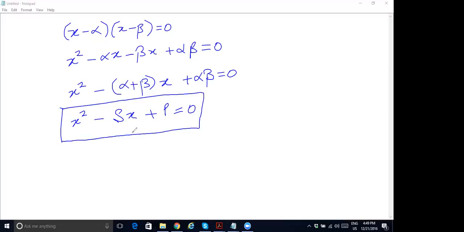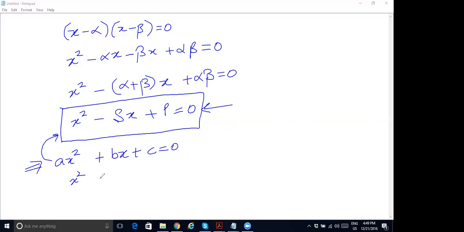So if we know the sum of the roots or the product of the roots, then we can frame the equation as well. Now, if we compare this equation with ax square plus bx plus c is equal to 0, the only difference is that we do not have any coefficient of x square. So we can divide this equation by a.